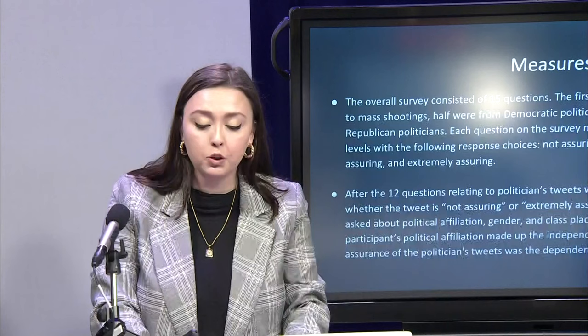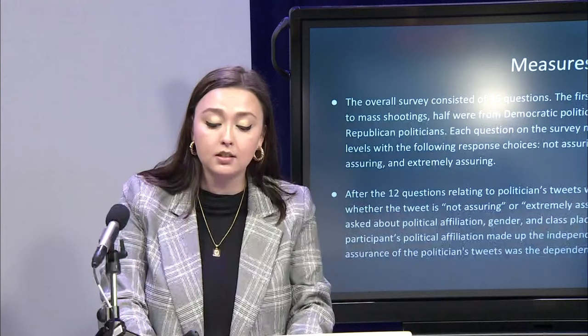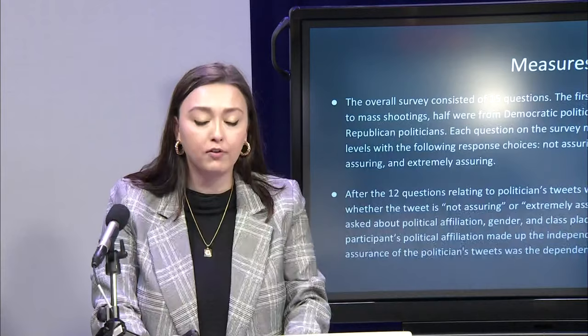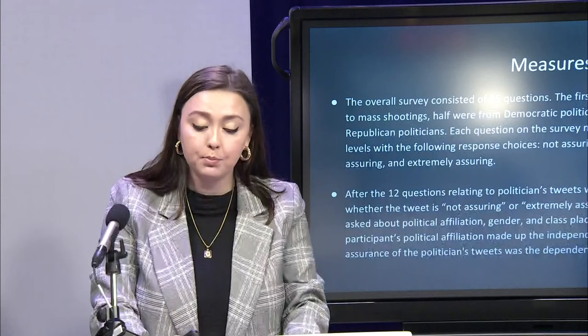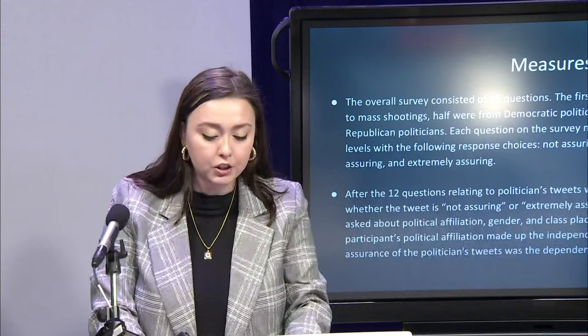The responses to the tweets ranged on a scale from 1 to 5, whether the tweet is not assuring or extremely assuring. In an effort to discover the altered levels of assurance among different tweets, it was necessary to make each tweet anonymous. Each tweet was taken and screenshotted directly from Twitter's archives. Politicians such as Donald Trump, Hillary Clinton, Mike Pence, Barack Obama, Joe Biden, and Ted Cruz are some of the politicians included in this survey. The participants' political affiliation made up the independent variable, and the level of assurance of the politicians' tweets was the dependent variable of this study.